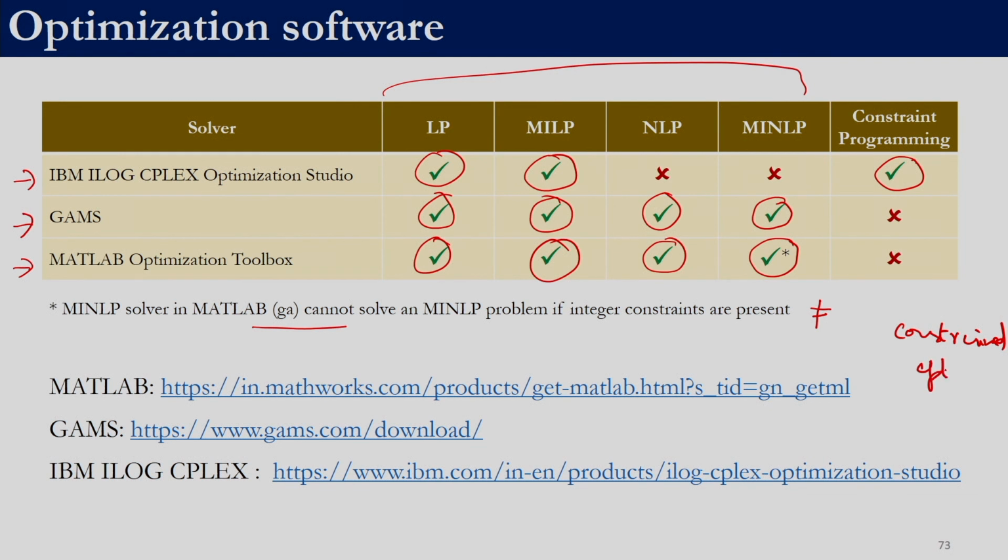When we say constraint optimization, it means there are constraints. A linear programming problem can have constraints, a mixed integer linear programming problem can have constraints, and similarly nonlinear programming and mixed integer nonlinear programming problems can also have constraints. So, when we say constraint optimization, we are specifying something about the structure of the problem, that the problem has constraints, whereas constraint programming is actually an optimization technique.